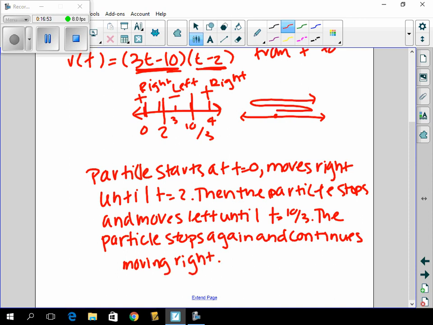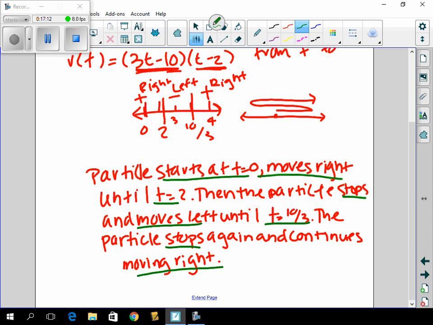All right, so the main key things that we have to have. I know a lot of you ask me, what do we need? So you need where it starts. You need that it moves right until a certain time, and then that it stops at that time. You need that it moves left, and then stops again and continues to move right. So if you want to phrase this differently than I have, just make sure you have those key components: that it starts at this time and moves right, and then it stops, and then it moves left, and then it stops, and then moves right again. As long as you have those basic ideas, you should be good.